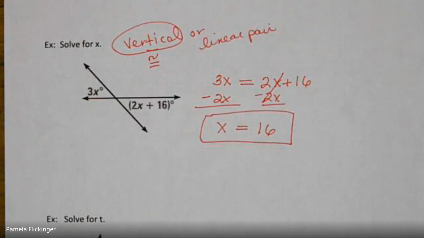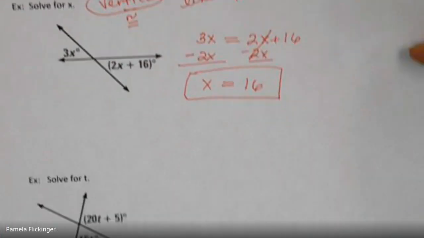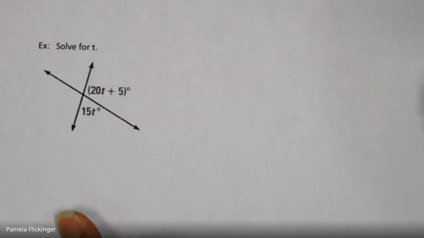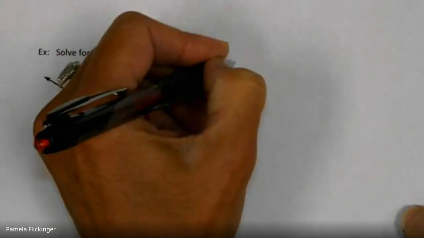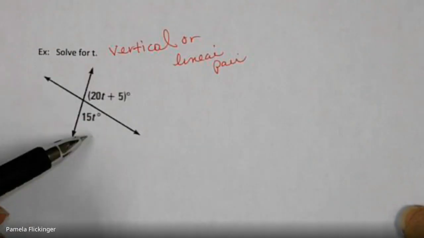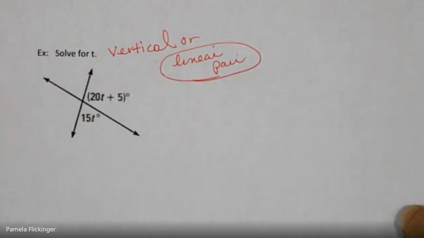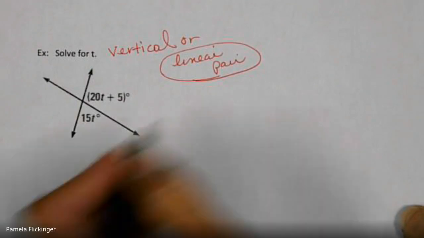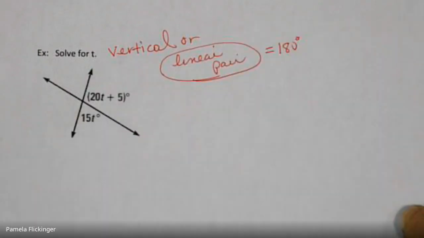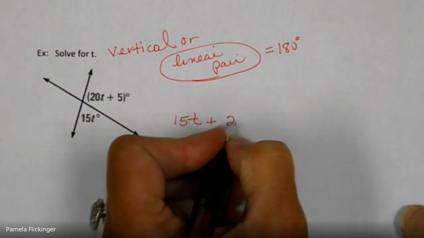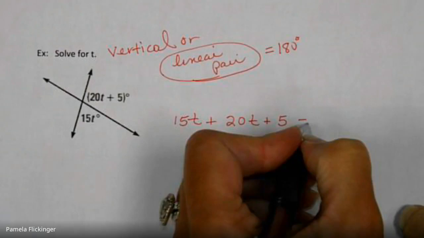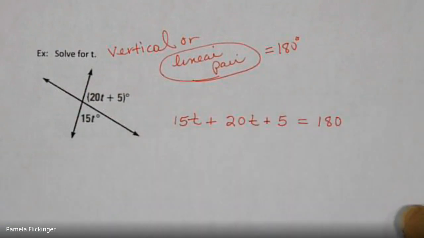Okay. The second algebra problem. Again, the first thing you want to do, you don't need to write it, but these are our notes. You're going to ask yourself, are these vertical or are they a linear pair? Since these are adjacent to one another, these are a linear pair. Linear pairs add to be 180. They are supplementary. So that's how we set up our equation. We're going to have 15t plus 20t plus 5 will equal 180.